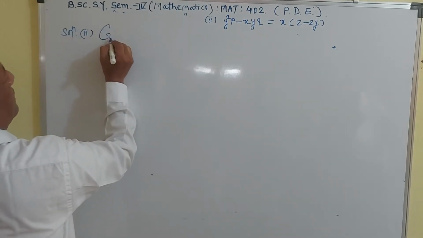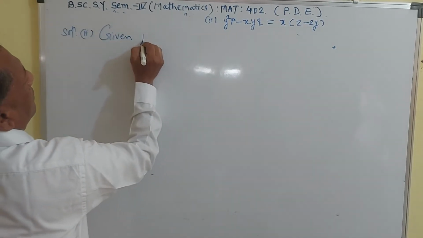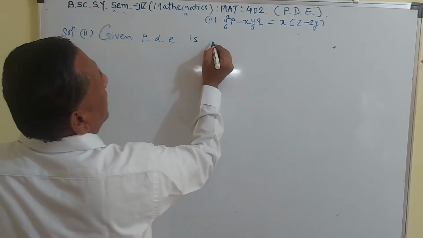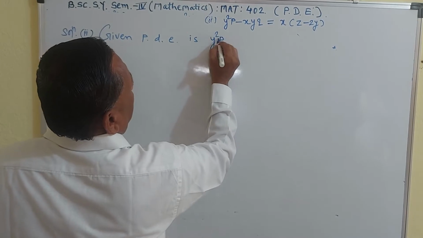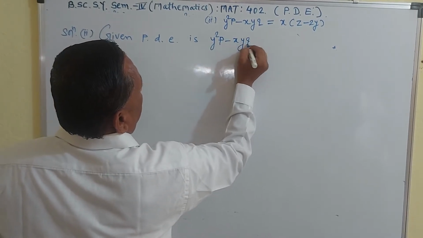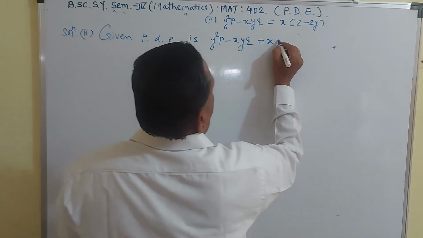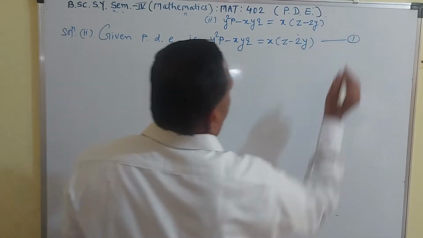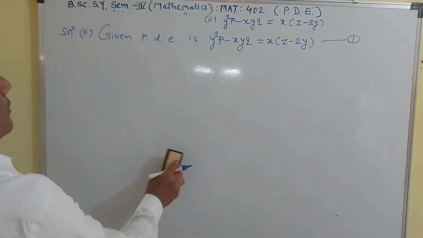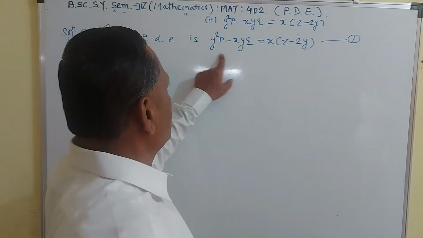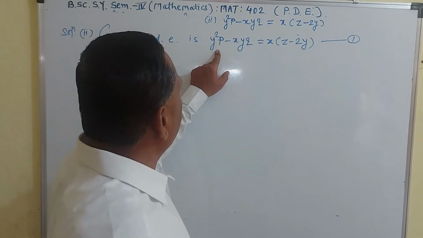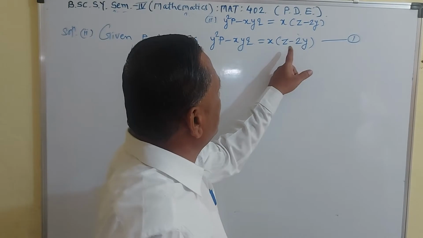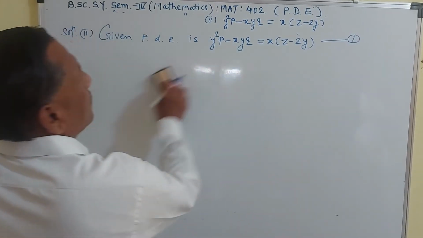The given partial differential equation is y²p − xyq = x(z − 2y), number 1. Here you compare it to the equation Pp + Qq = R. Capital P is y², capital Q is −xy, and capital R is x(z − 2y).